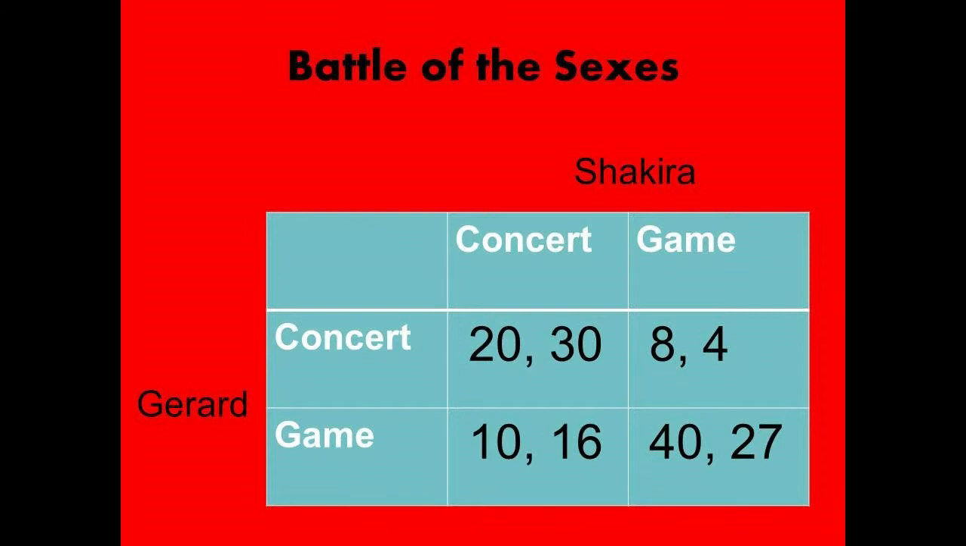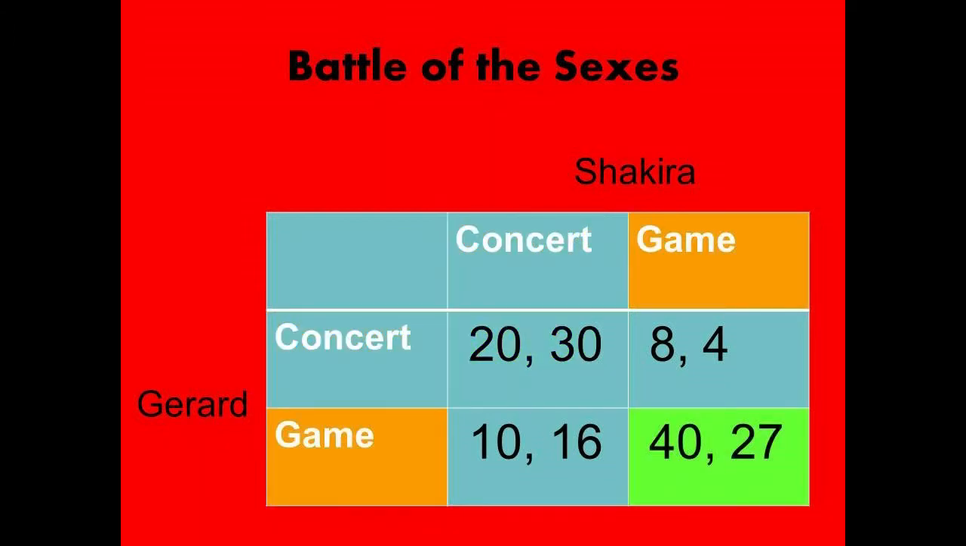This game is called the Battle of the Sexes, and the numbers in the payoff matrix represent the levels of happiness or utility each player receives depending on the outcome. If they both decide to go to the concert, they're happier than if they were apart, and Shakira is particularly happy because she likes going to concerts a lot.